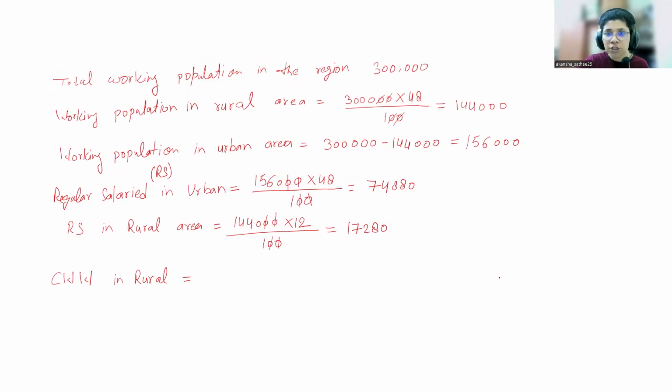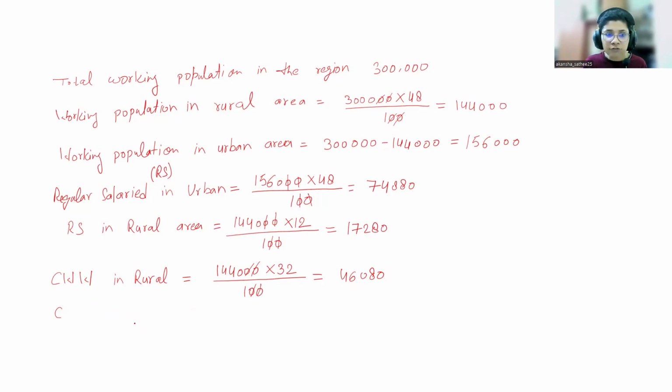What is the rural population? Rural population is this much. Iska 32%, that is 144,000 into 32 upon 100. Again, these 20 will get cancelled with these 20, and this basic multiplication if you do, you will get 46,080.